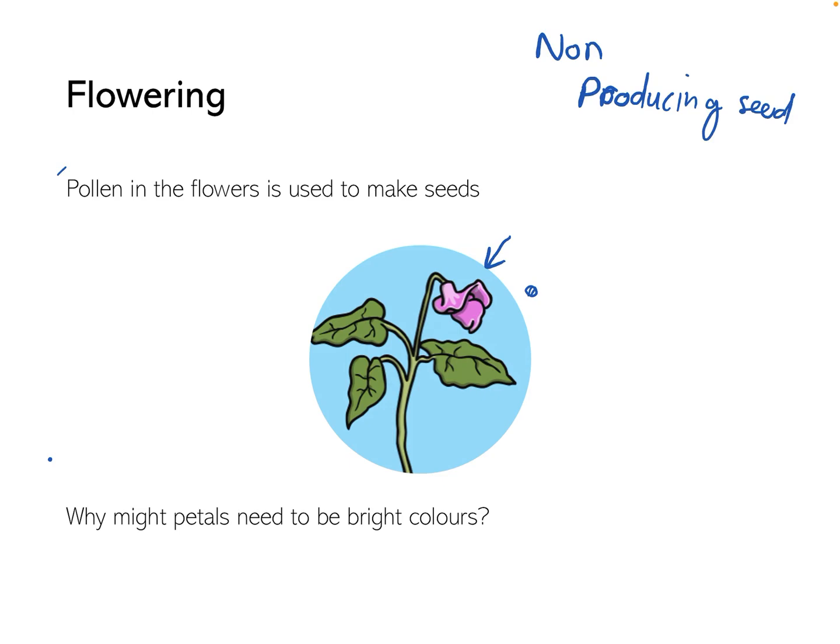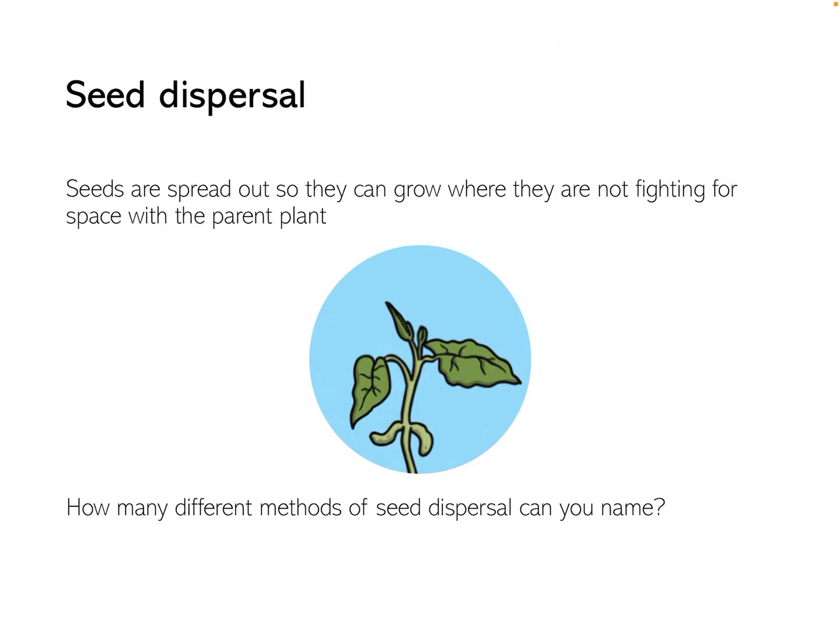And we'll cover in a little bit more detail in later lessons how that happens without the use of animals and things like that. Last up, we've got seed dispersal. I've sort of put seed dispersal and seed production into the same one for flowering, but for non-flowering, it would definitely be seed dispersal.